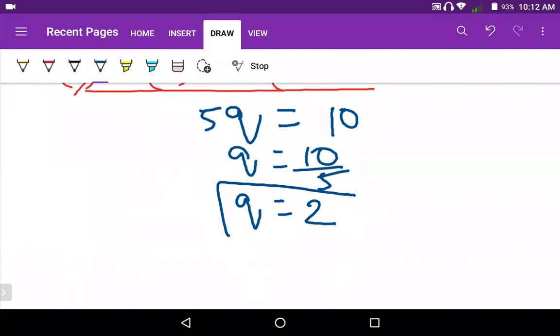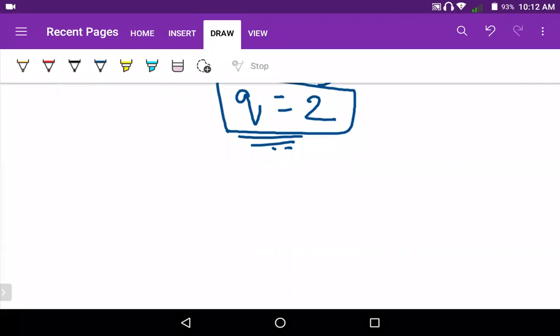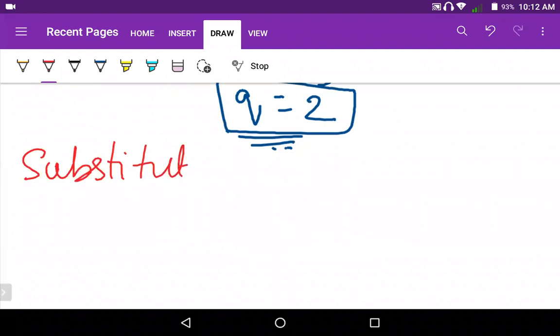Now once you get Q is equal to 2, substitute this in equation 1. Yeah, correct. P is equal to 1, Q is equal to 2. Now, substituting Q is equal to 2 in equation 1.